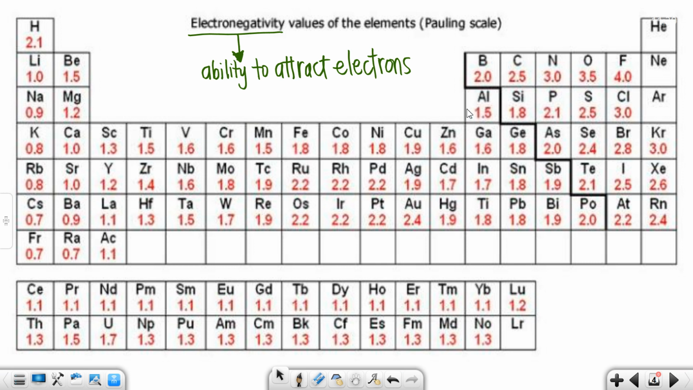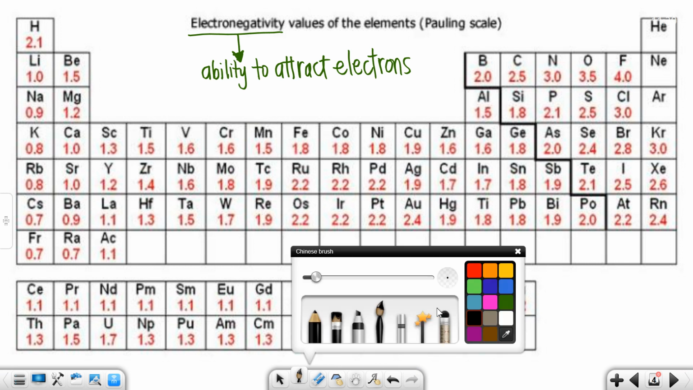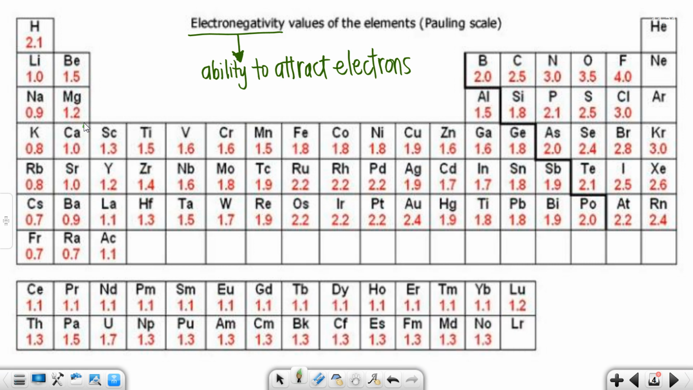For example, if I had, let's see, I wanted to find the difference in electronegativity for calcium oxide.